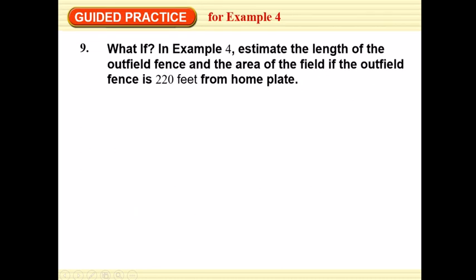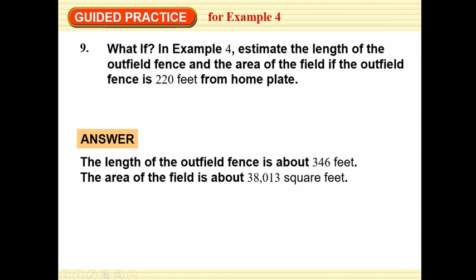Alright, so guided practice. What if in example 4, estimate the length of the outfield fence and the area if the outfield fence is 220 feet from home plate instead of that 180. So go ahead and use the same formulas, but instead of 180, you're using 220. In the answer, the length of the outfield fence should be about 346 feet, and the area of the field is about 38,013 square feet.